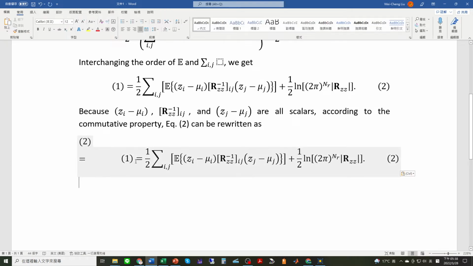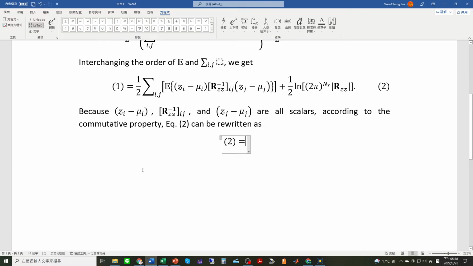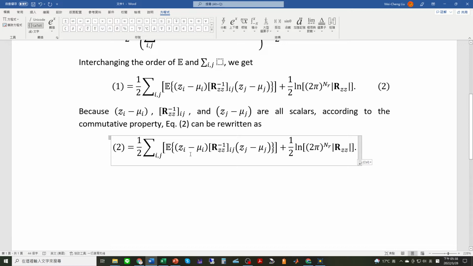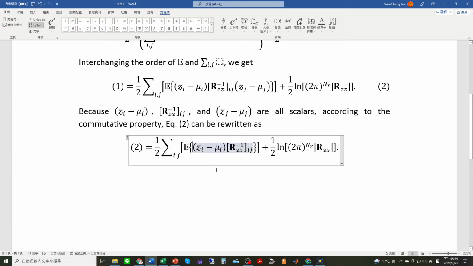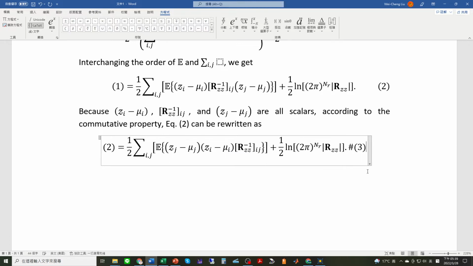Okay, like this. Oh no, not this. Okay, equation 2 is equal to this. Okay, so I can move the term Zj minus mu J in front of Zi minus mu I, and the result will be the same. Okay, so I call this equation 3.